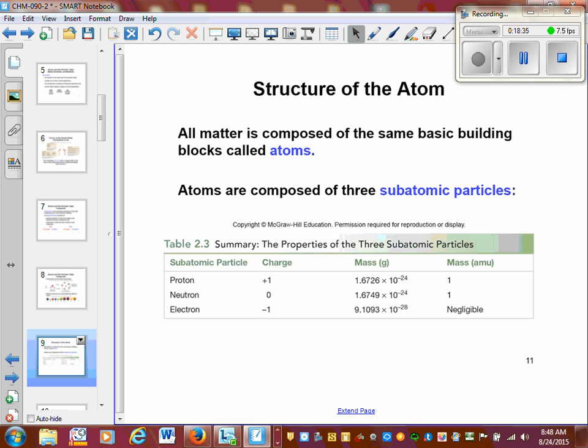A neutron doesn't have a charge. It's neutral. It's slightly heavier than a proton, but its atomic mass unit is 1. An electron has a -1 charge, very small mass, times 10 to the minus 28, so its AMU mass is negligible. What does that mean? When we figure out the mass weight of a compound, we don't usually include the electrons.